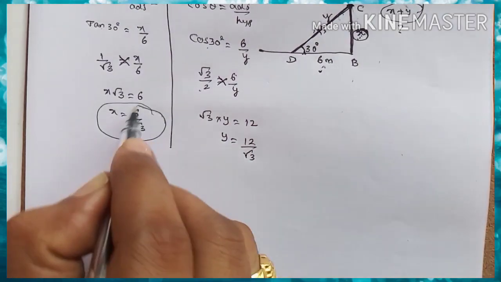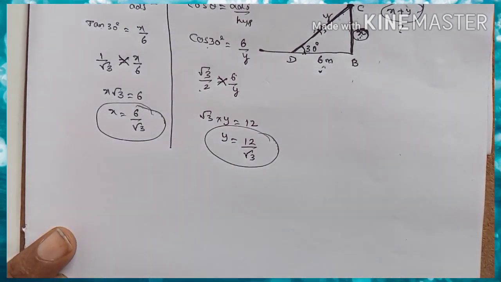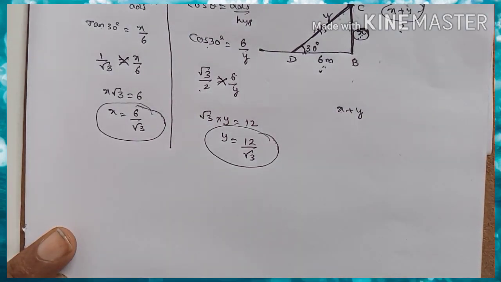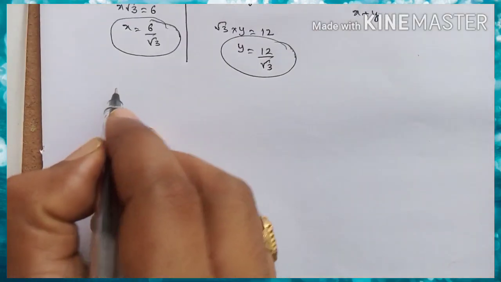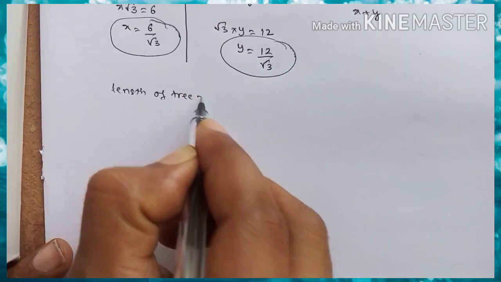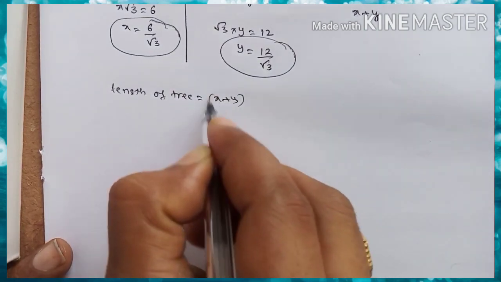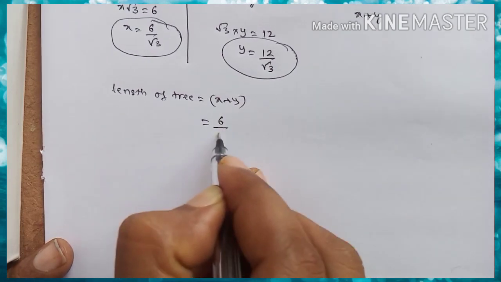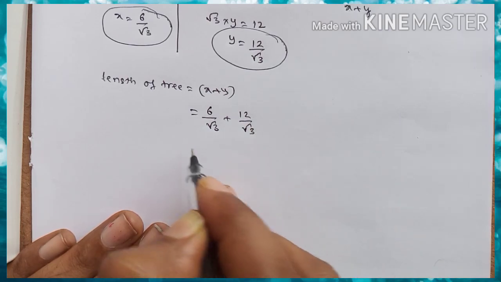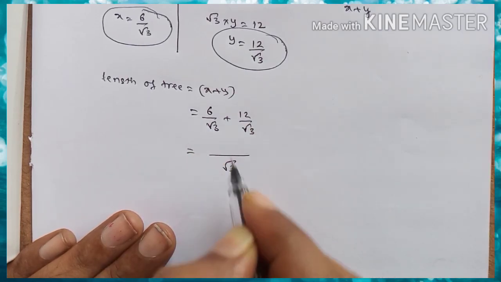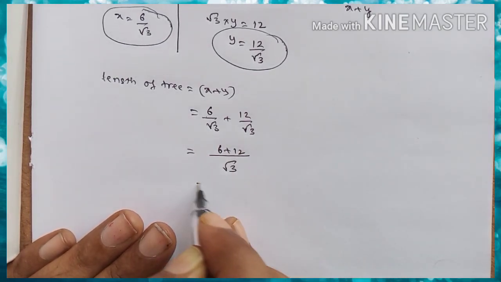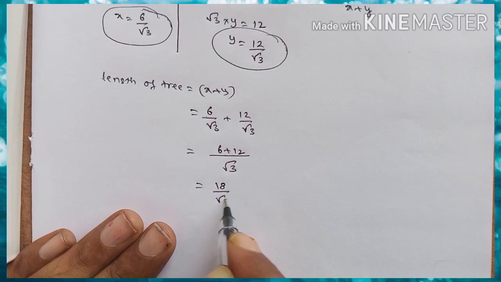You got the value of X and this is the value of Y. We need the total length of the tree, X plus Y. Now let's see how to find the length or height of the tree, which is equal to X plus Y. X value is 6 by root 3. Next, Y value is 12 by root 3. The denominator is the same, root 3. First value 6 and second value 12. 6 plus 12 is equal to 18 by root 3.